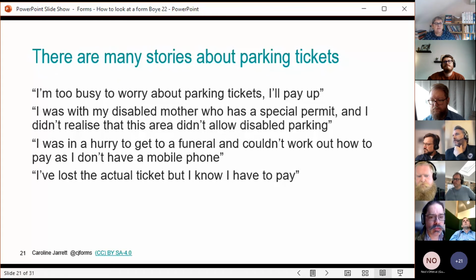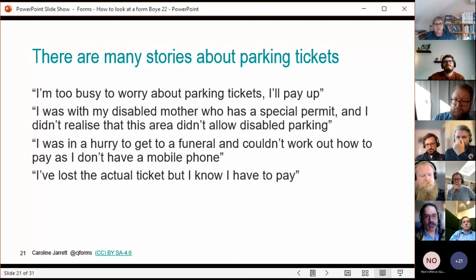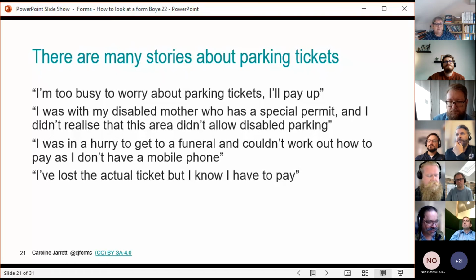I heard a sad story of someone who's in a hurry to get to a funeral, doesn't have a mobile phone, couldn't work out how to pay. Another very difficult story. And then the story that's probably the most familiar to me is, I've lost the actual ticket, but I know I have to pay, which is a story that I have failed many times to get through on council websites. Not because I'm in the habit of getting parking tickets and then being unable to pay, but in the reason that I'm habitually trying to pay for parking tickets where I've not got a parking ticket, and so I've got to try and make something up. Yeah, but that's actually a very difficult one to get through.